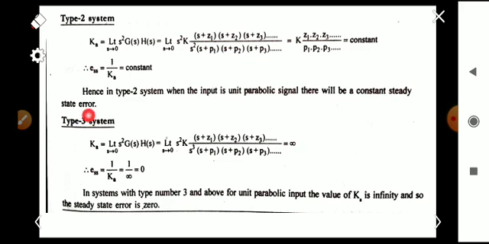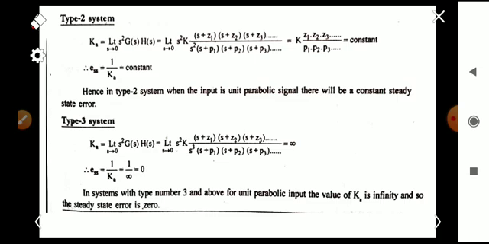And for a type 3 system, the denominator part contains S cube. So when we are applying limit S tends to 0, S square cancelled, and S will be there in the denominator, so the Ka will become infinity and ESS will be equal to 0. Okay, so that's the case here.